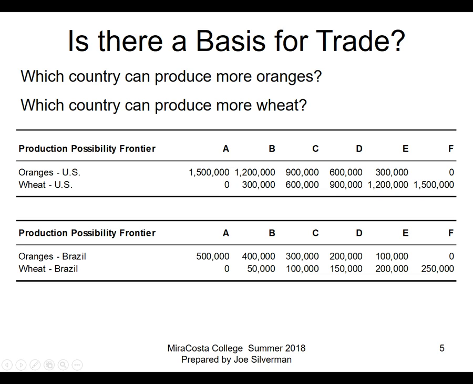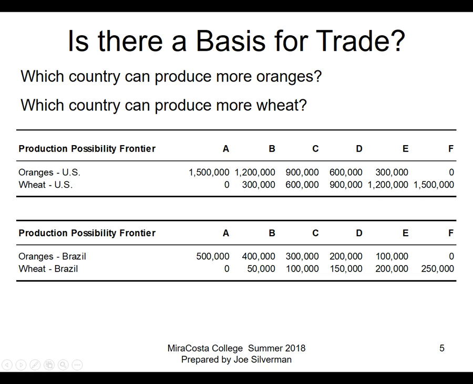So looking at this, we can see that the U.S. outproduces Brazil in oranges by something like 3-to-1. How do I conclude that? Well, it looks like over here, if the U.S. put all its resources into producing oranges, it could produce 1,500,000 tons of oranges, whereas if Brazil put all its resources into producing oranges, it could only produce 500,000 tons of oranges. Or at B, 1,200,000 compared to 400,000, that's still 3-to-1. 900,000 compared to 300,000, that's still 3-to-1. So the U.S. definitely produces way more oranges than Brazil does.